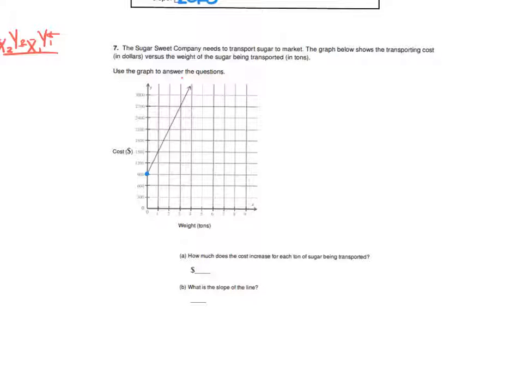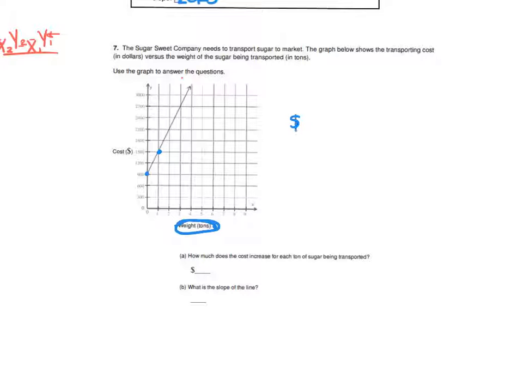When my graph starts here, my line technically would continue on this way, but when my y-intercept starts here, it tells me that no matter what my weight is down here, if I'm at 0 tons, I'm automatically going to have to pay $900. Then it goes up from there depending on how many tons you add or need to transport. So question A says, how much does the cost increase for each ton of sugar being transported?